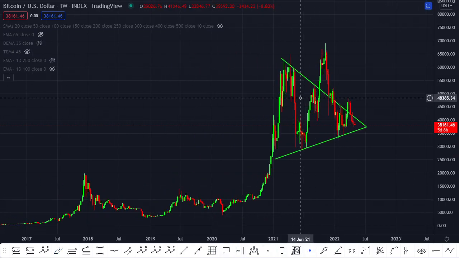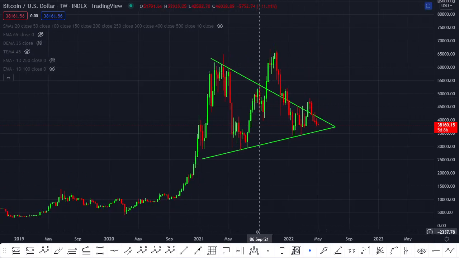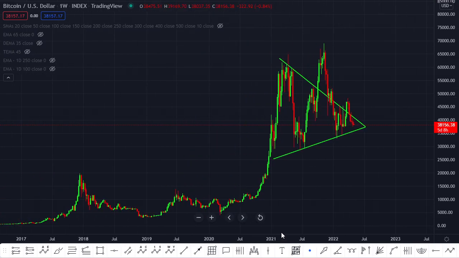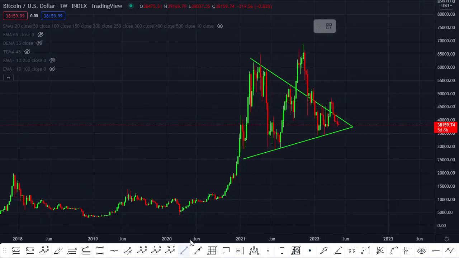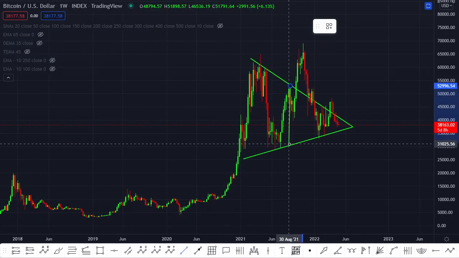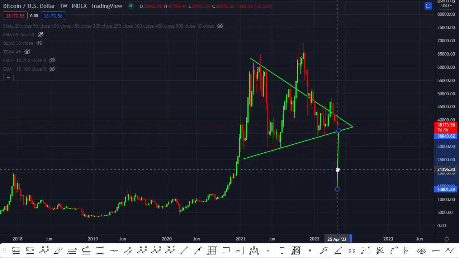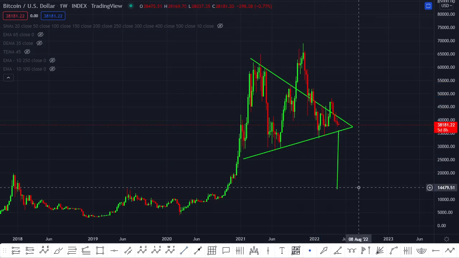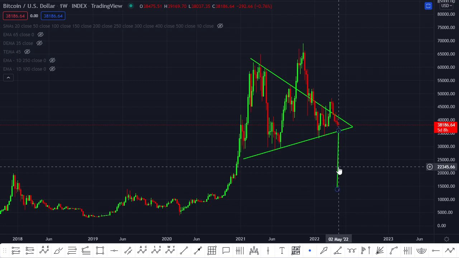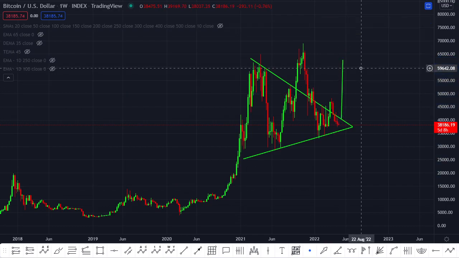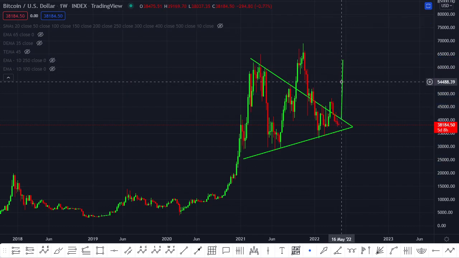And obviously I don't really trade technical targets of patterns. I find them very inefficient. But if I would show you just the conservative technical targets of this, if we break down, the technical target is around $14,000, and if we break up, the technical target is around $62,000.